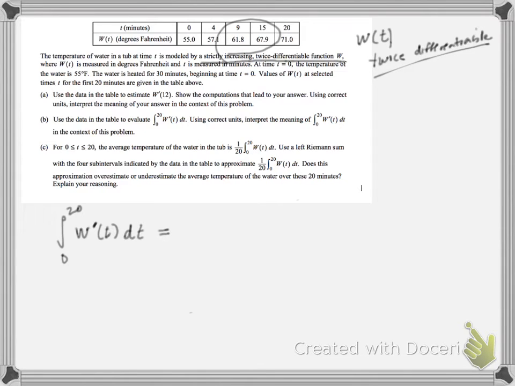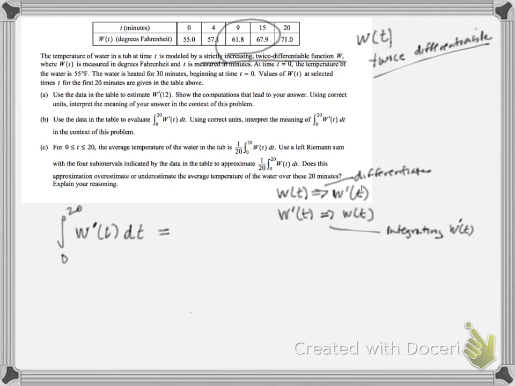All right, when I take the derivative of W of t, I should get W prime of t. So what's important to remember is if I have W of t as a function, then the derivative would be W prime of t. And if I have W prime of t, then the integral would be W of t. So this would be differentiating W of t, and this would be integrating W prime of t. Okay, so going backwards.